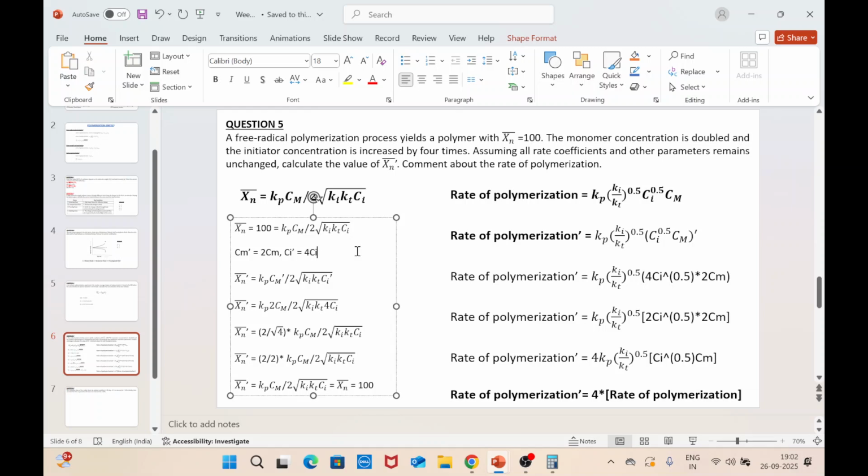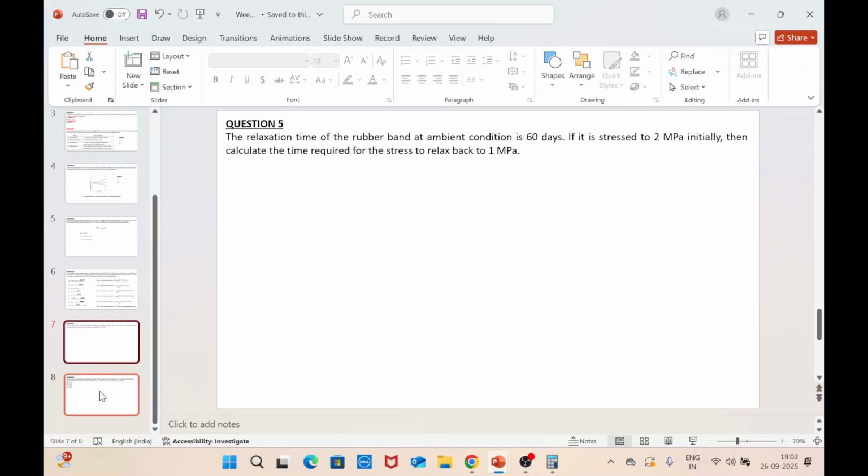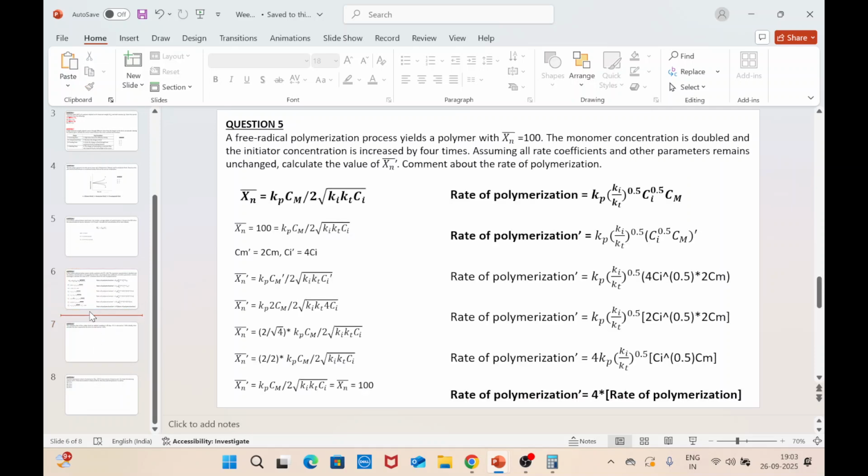So we have two more questions, but since we are running short of time, we will not be discussing these two questions today. Let us take them next time. Question number 5 is going to be very similar to what we solved last week also. It's again about the relaxation time and the constant stress as well as constant strain. So that is going to be simple. So the other question we need to discuss.